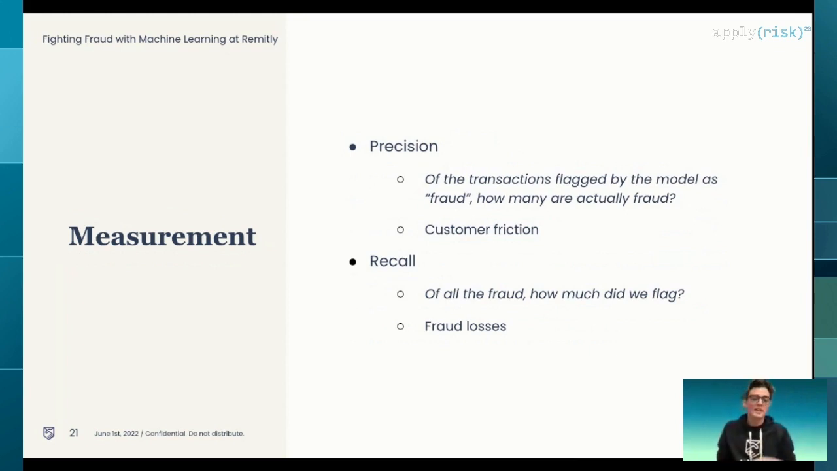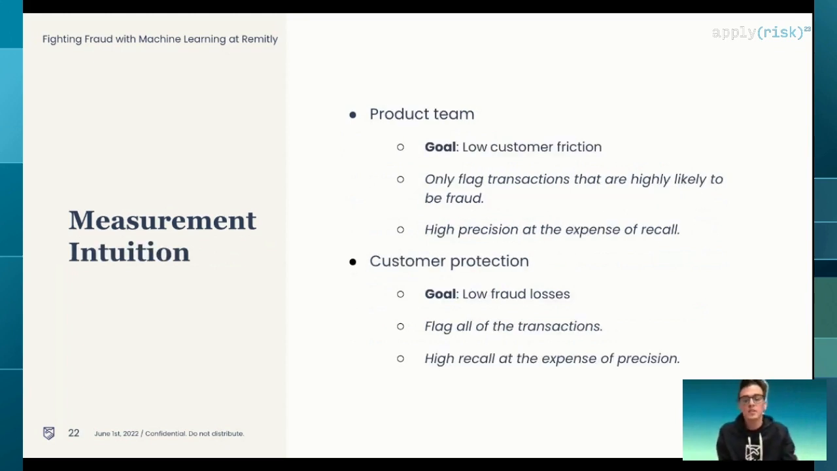And to further illustrate this point, let's map back our business constraints to these measurements and gain some intuition there. So again, from a product team's perspective, the desire is low customer friction, and this means high precision at the expense of recall. You want every transaction declined to have a high likelihood of being fraudulent. Non-fraudulent customers don't like being labeled as fraudsters, which means that false positives damage the customer experience. Customer friction directly translates to customer churn, and Remitly has a more frictional risk experience than the next best remittance provider. Customers will simply choose the provider with the better experience for them.